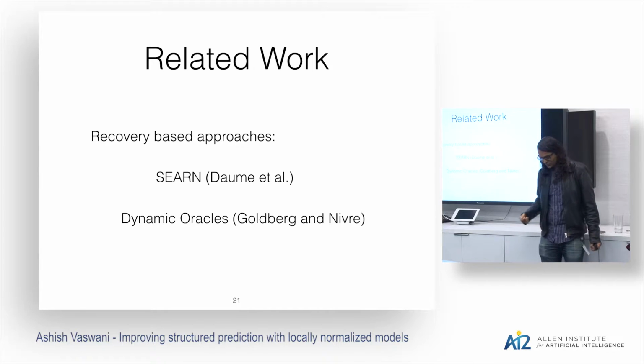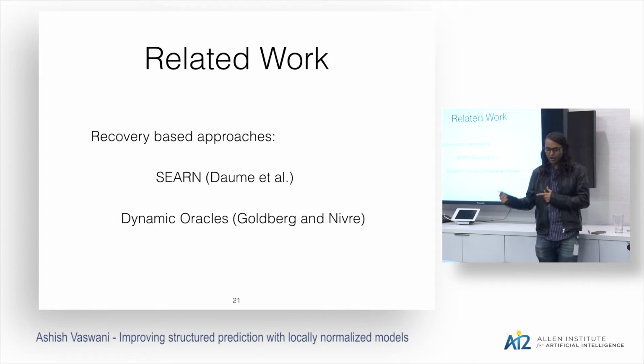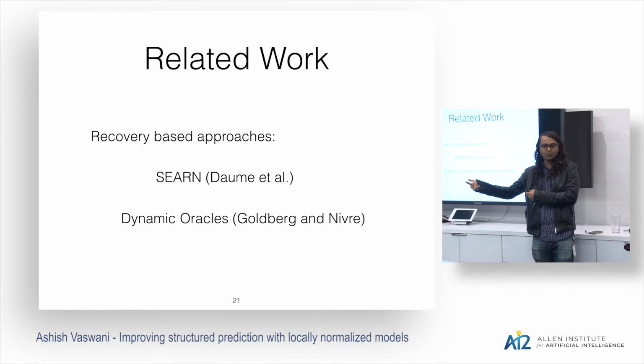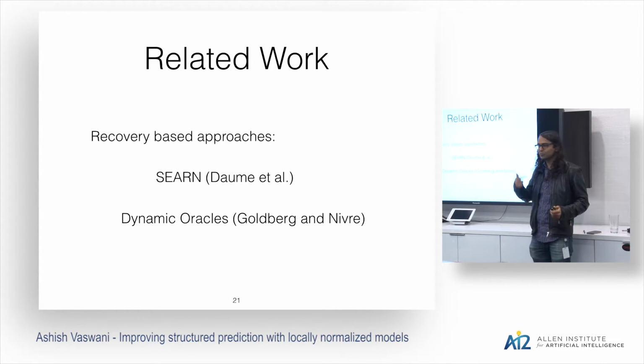SEARN, which is sort of like reinforcement learning, has the optimal policy, which is to take the perfect action, and they interpolate between predictions from the model and the optimal policy, which trains it to be robust to prediction errors. At training time you're using gold data, but at testing time you actually use previous predictions. To bridge this gap, you interpolate between these two policies.